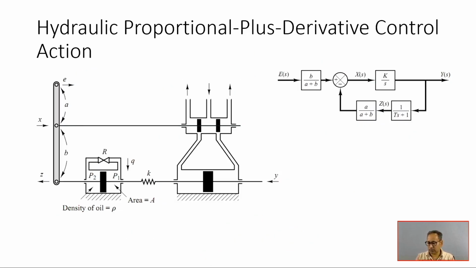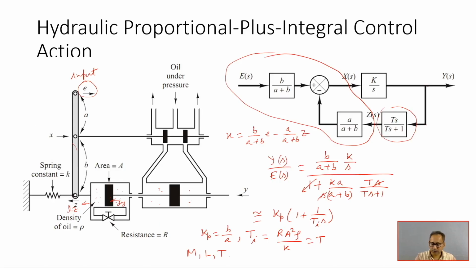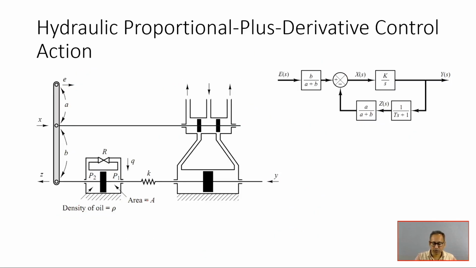Okay, so this is your hydraulic proportional plus derivative control. A slightly different arrangement will make it a proportional plus derivative control. In this case, what is the difference between the earlier design and this design? In this current figure, you can see that this dashpot and this power piston are grounded, mounted to the ground, whereas earlier this was floating.